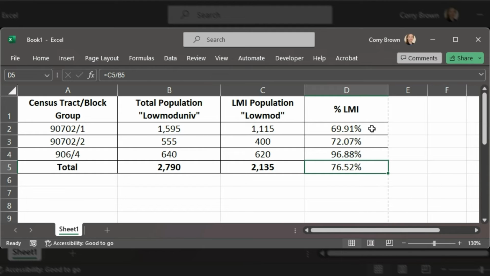A mistake that people often make is averaging the percentages of the 3 or however many they selected. That will not get you the correct number. You do need to add the population, the LMI population, and then calculate the percentage. This example is a very clear high LMI percentage.